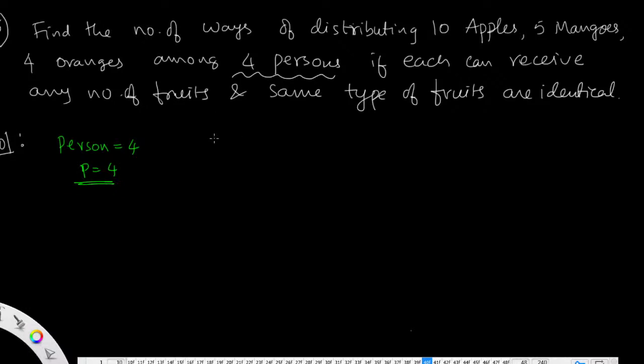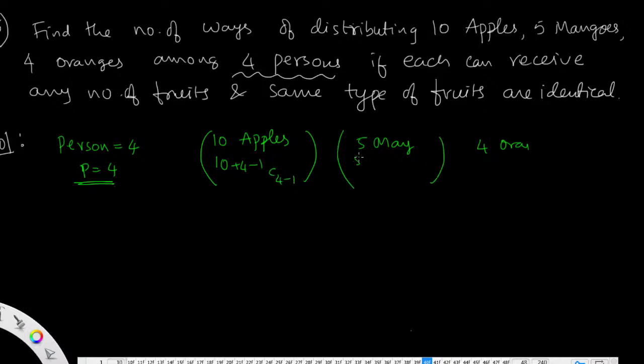Okay. How many different things are there: 10 apples, 5 mangoes and 4 oranges. So for apples, 10 plus 4 minus 1 C 4 minus 1. For mangoes, 5 plus 4 minus 1 C 4 minus 1. And for oranges, what is this value? 4 plus 4 minus 1 C 4 minus 1.